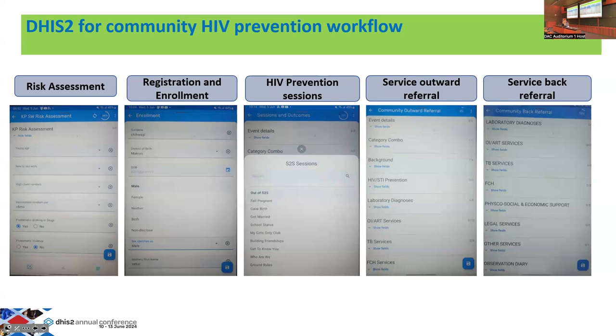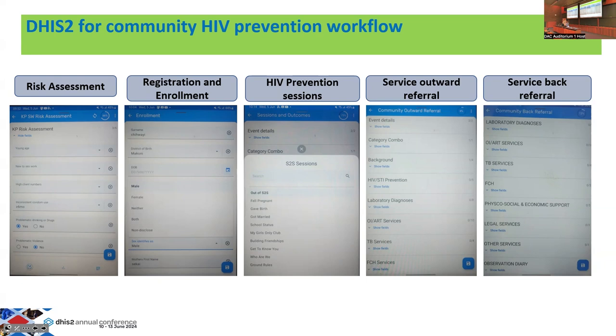And in terms of the service outward referral, we also adopted the Ministry of Health and Child Care service outward referral slip. This is a manual booklet, but we have put it in DHIS2. And we have also adopted it because we are looking at interoperability and integrating our systems to have one monitoring and evaluation system. So we would really want to have some of the things that are in common if we are to look at integration and interoperability.